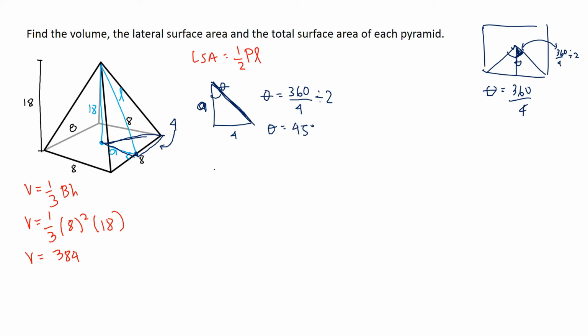So what can we use here? Sine, cosine, or tangent. Obviously, tangent, since we don't know the hypotenuse. That is tangent 45 degrees is equal to the opposite over adjacent. What is your opposite? The opposite is 4. What is your adjacent? The adjacent is the apothem.